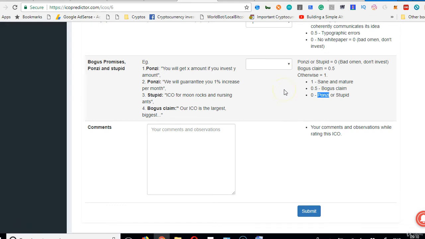Look at the example of the language used by Ponzi ICOs. They tell you you'll get X amount if you invest Y amount. You see, it's a Ponzi. Another type of Ponzi is we'll guarantee you 1% increase per month. Once you see any percent increase, guaranteed, it's a Ponzi. So in this case, they didn't make any such claim, so I'm going to give them a 1. So there we have 1.